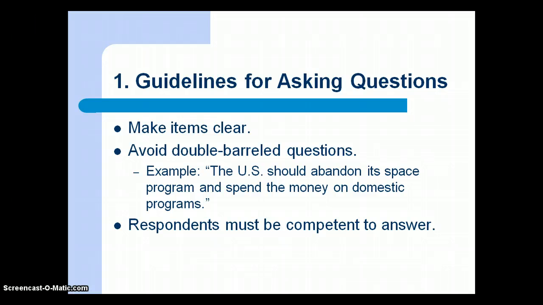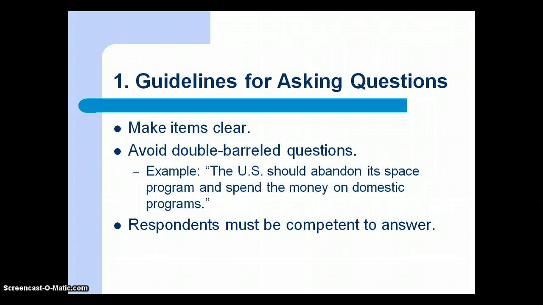One way to make questions clear is to avoid double-barreled questions. What's that? It's explained in Chapter 9. Here's an example. The U.S. should abandon its space program and spend the money on domestic programs. There's a complex sentence that's really making two different points. Some people may agree that the U.S. should abandon its space program, but not agree with spend the money on domestic programs, or vice versa.